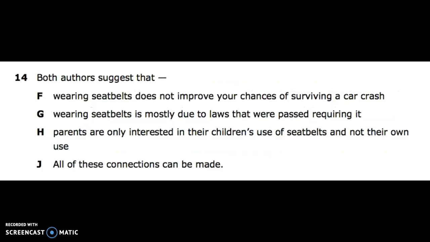Number 14. Both authors suggest that F. Wearing seatbelts does not improve your chances of surviving a car crash. G. Wearing seatbelts is mostly due to laws that were passed requiring it. H. Parents are only interested in their children's use of seatbelts and not their own use. J. All of these connections can be made.